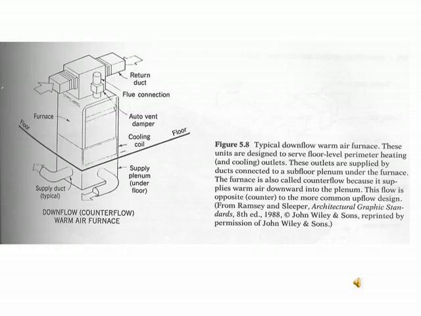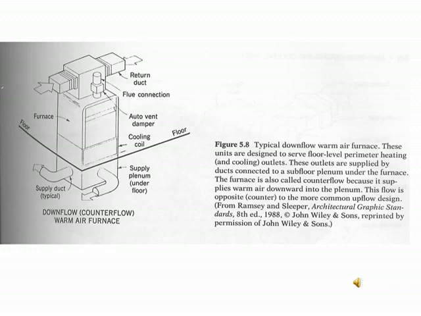This is the diagram where we use a return air duct and a flue connection, automatic vent damper, and the cooling coil. The cooling coils carry the cooling water, and the air passes through the cooling coil so the air can be cooled. So this is the return duct, the supply air duct and the cooling coil.